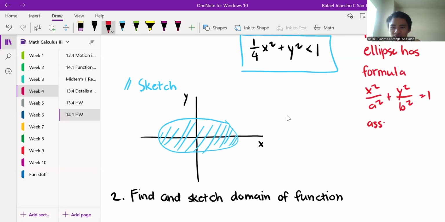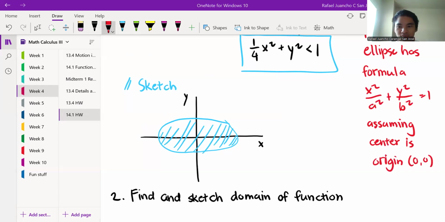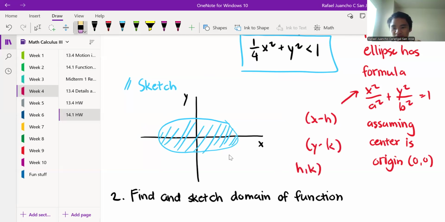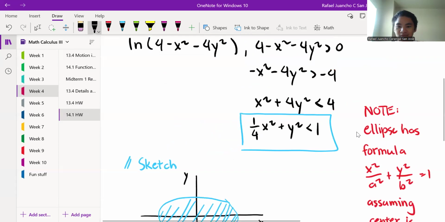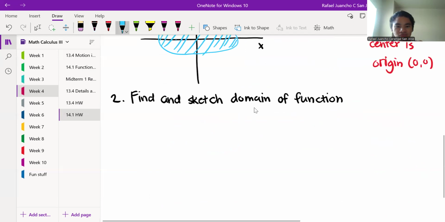Here though, we assume the center is the origin. So my center is at 0, 0. So that's not the most general formula. The most general formula is when you add, so this becomes x minus h, and this becomes y minus k, where h and k are the center, right? That's the most general formula. But in this case, I'm fine with that. Okay, let's move on.